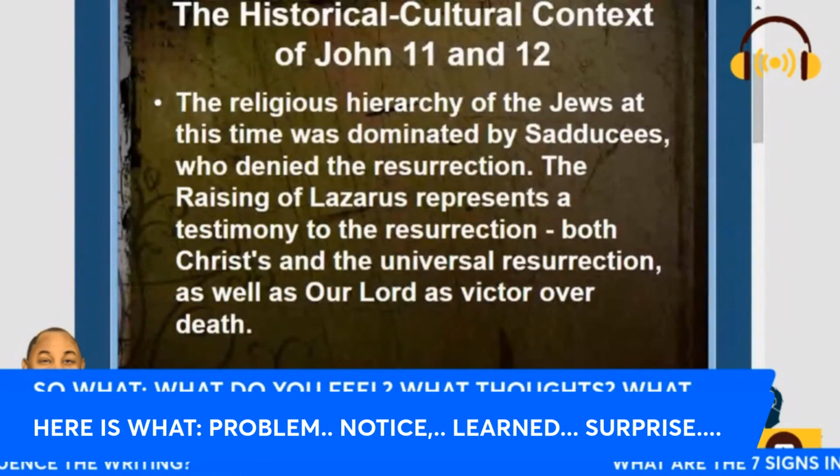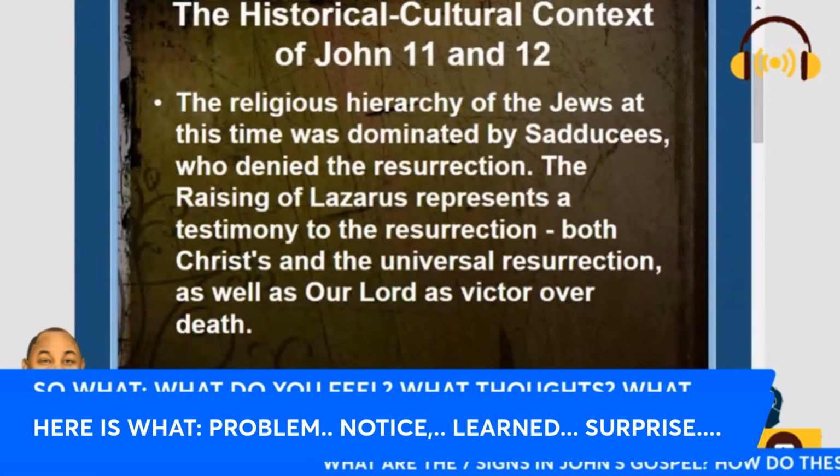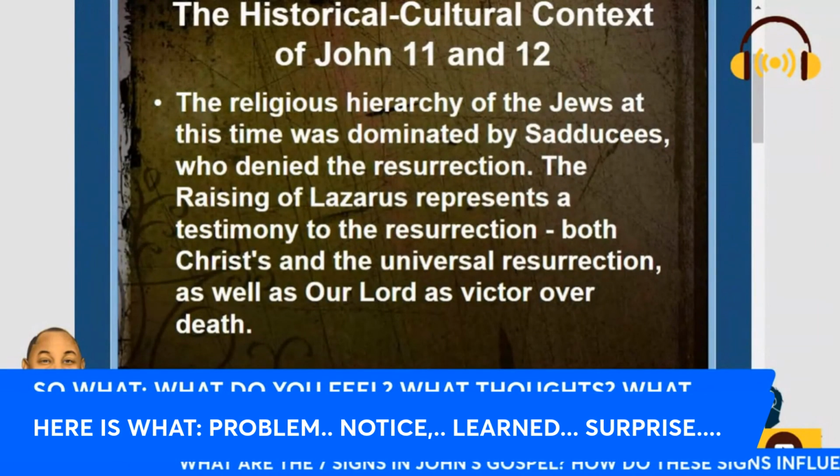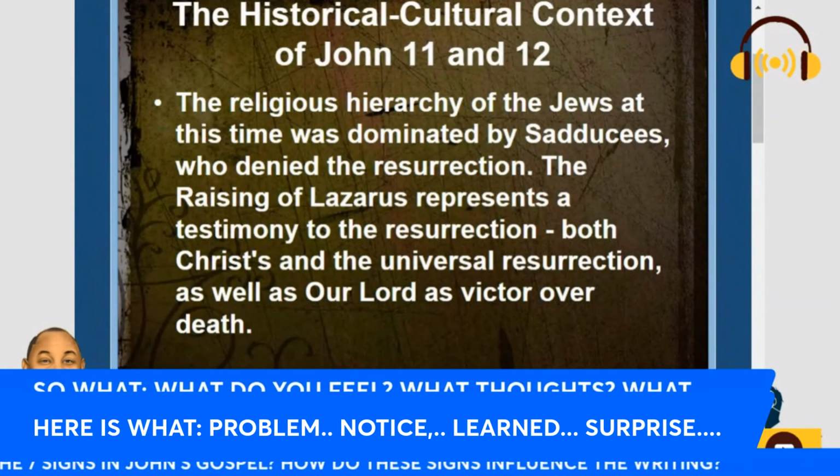The historical cultural context in John 12. Know the context. A text without a pretext will always be taken out of context.